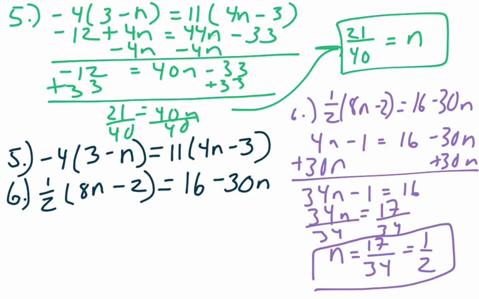I subtracted the 4n from both sides. This is 0. 44 minus 4 is 40. Then I added 33 to both sides. Negative 12 plus 33 is positive 21. And then divided by 40. So that's where I got that. But this one is better because at least it came out to a nice fraction, the 1/2. So we have n is equal to 1/2. When you distribute the 1/2, half of 8 is 4 and half of 2 is 1, which is another way of thinking about it. Pause on this slide if you need to.